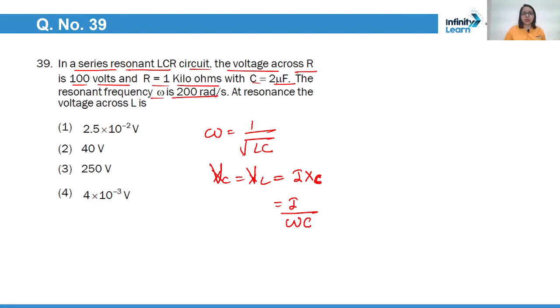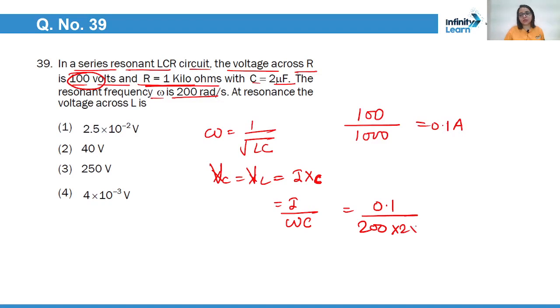Now let's find the current. The current over here will be V upon R, because the total potential drop will be across the resistance, and the resistance will be the effective impedance. So the current will be 0.1 ampere. So this is 0.1 divided by 200 into C, which is 2 into 10 power minus 6. So this is 10 power 5 divided by 200 into 2, and that is equal to 250 volt.